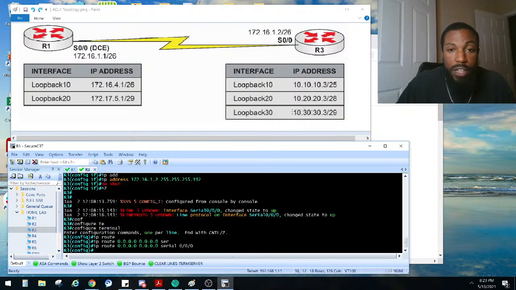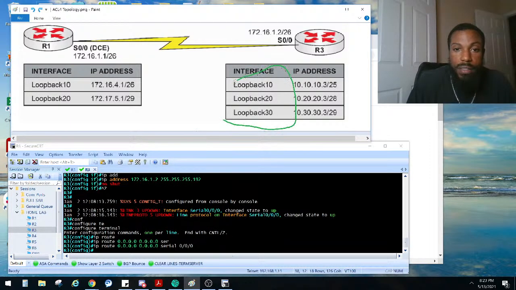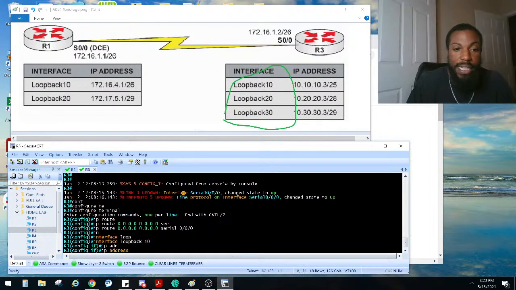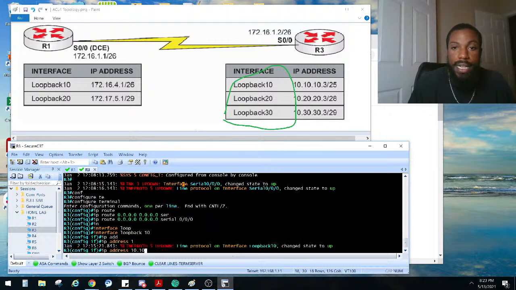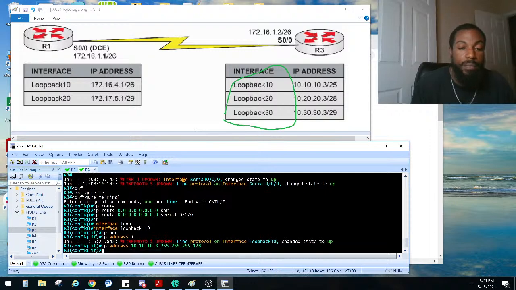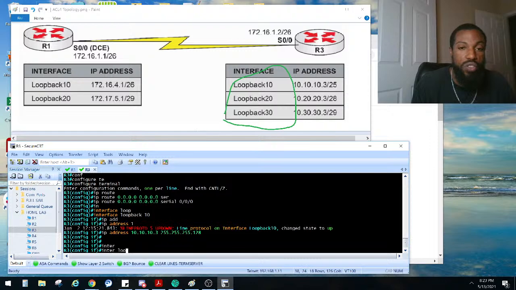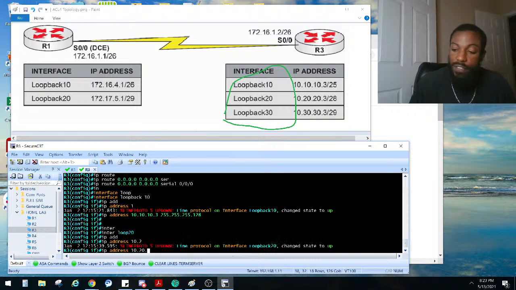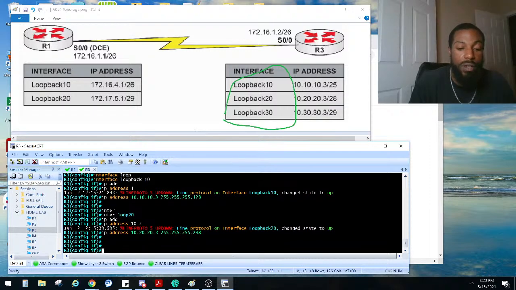Let's go to router 3 and do those interfaces right there. Loopback 10 through 30. So interface loopback 10, and his IP address is 10.10.10.3/25, which is 255.255.255.128. Yeah, it's 128. And then loopback 20, his IP address is 10.20.20.3/28, which is 255.255.255.248, right? And interface loopback 30, finally.